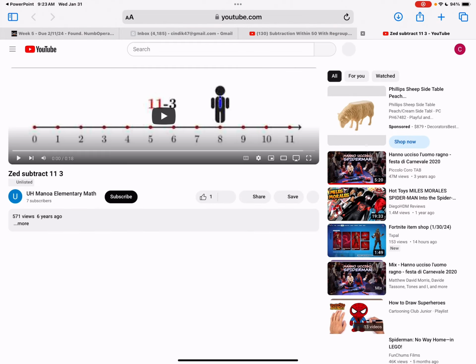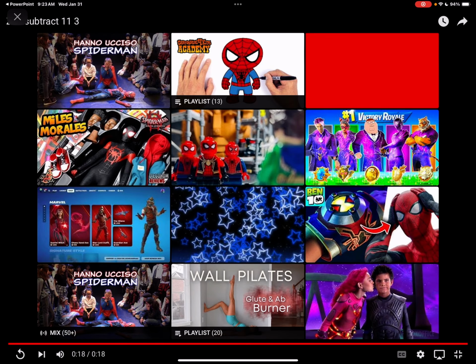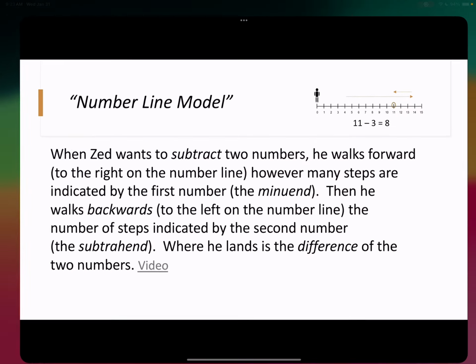And as you can see, here is Zed walking his 11 spaces. We're going to subtract 3, so he's going to walk back 3 spaces. And where he lands would be the difference of 11 minus 3, which is 8. Again, these are different ways that we could visualize this for students, which is really important at such a young age.